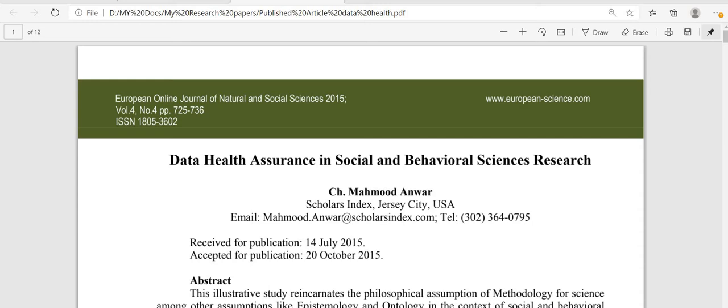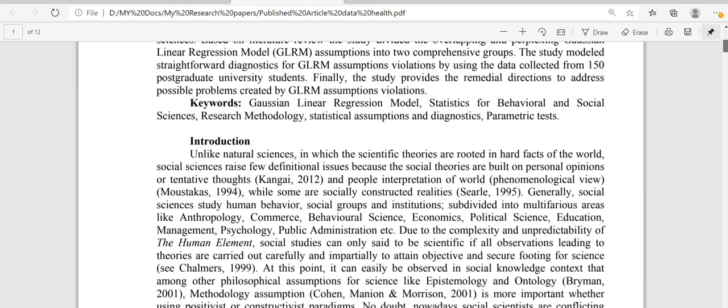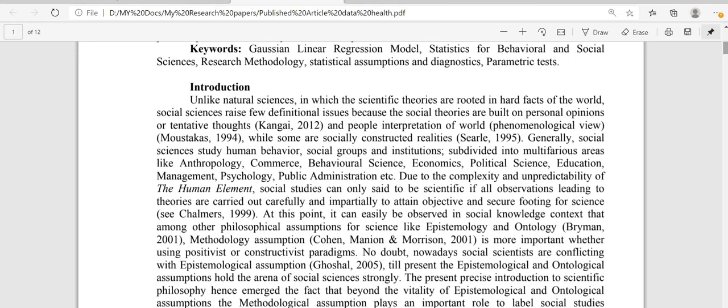Today I'll tell you how to test the Gaussian linear regression model assumption of linearity. To test this assumption, I will use this article, Data Health Assurance in Social and Behavioral Sciences Research by me. And this is a very good illustrative article if you want to understand the regression model assumptions.